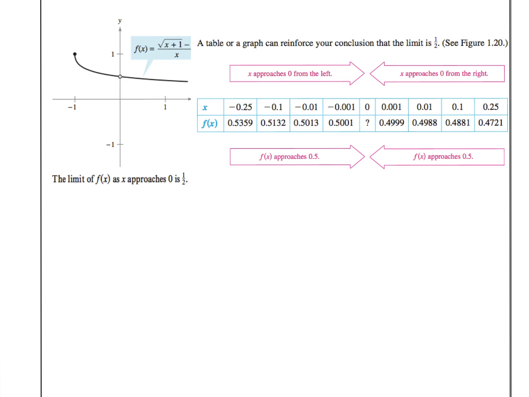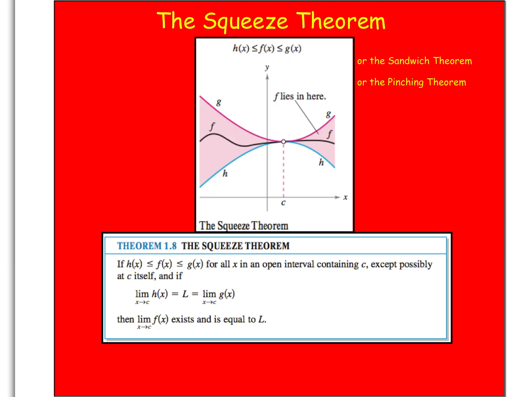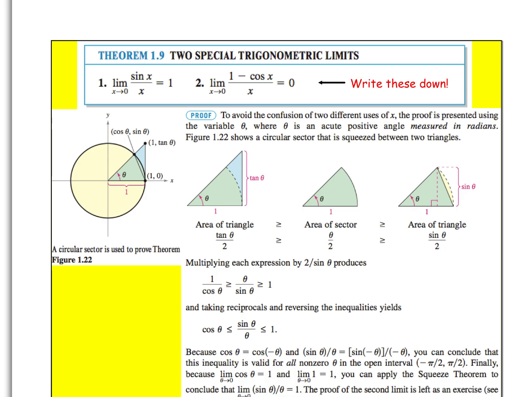All right, we're moving. So this is called a squeeze theorem. I am briefly going to talk about the squeeze theorem. All right, it's sometimes called the sandwich theorem or the pinching theorem. And this is what it is. You basically know what's on top and what's on the bottom, and then you figure out what's happening in the middle. These are the two special trig limits that I need you to write down. All right, these are the two.